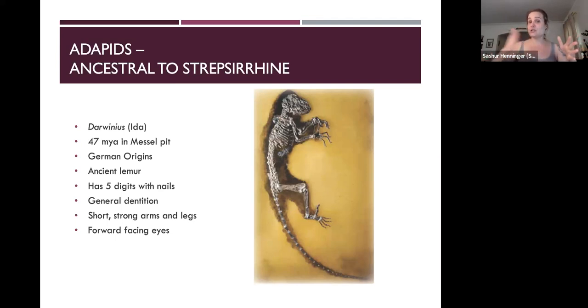Right? The transitionary fossils, the transitionary species like darwinius are going to have some of those primitive traits, right? But some traits evolving more towards primates. And that's what we're seeing here among adapids.